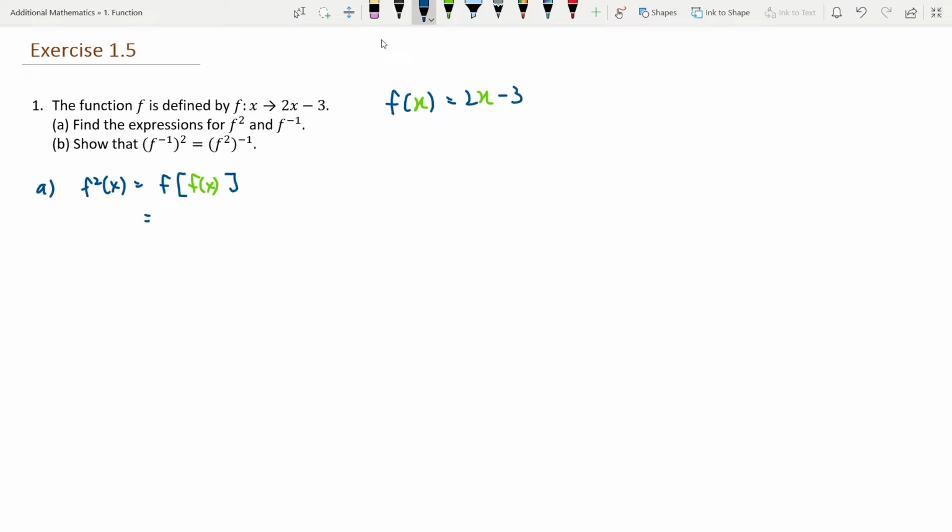We substitute f(x) into the function f. We have 2 f(x) minus 3. Further substitute f(x) again: 2(2x minus 3) minus 3. Then we expand the bracket: 4x minus 6 minus 3. Simplify it. We have 4x minus 9.